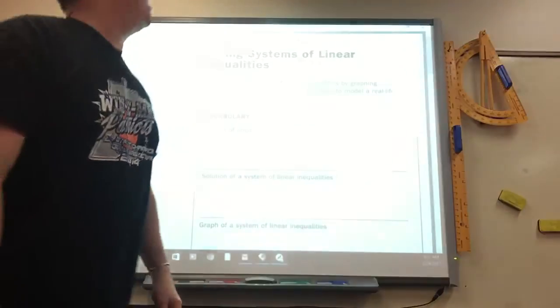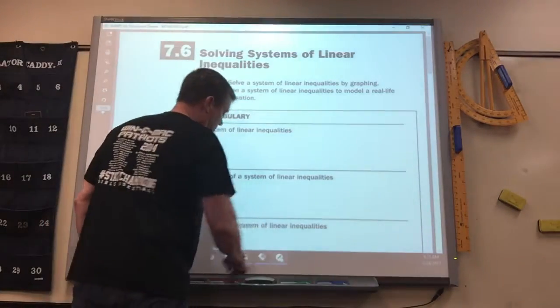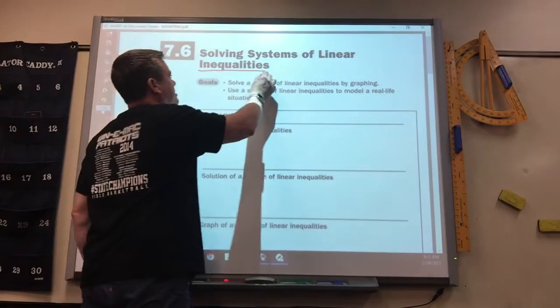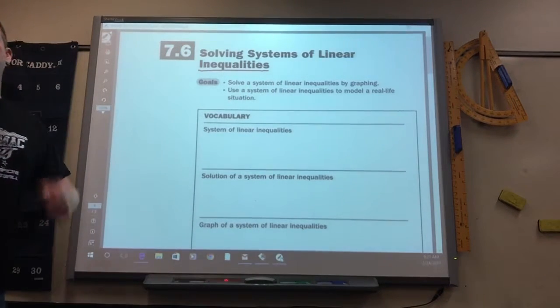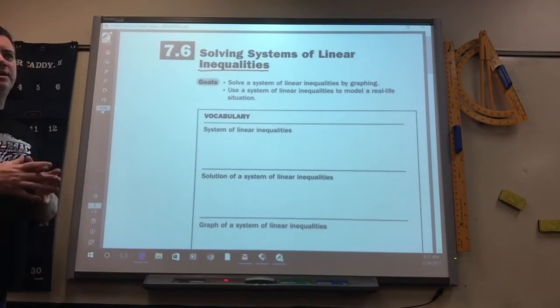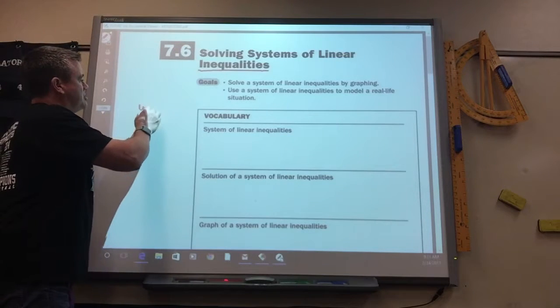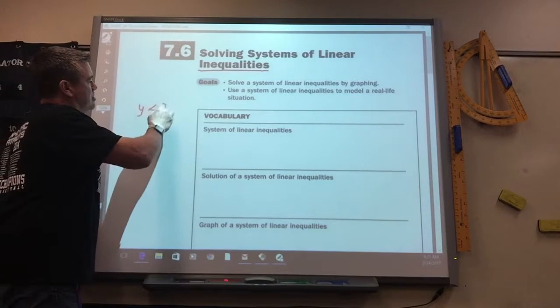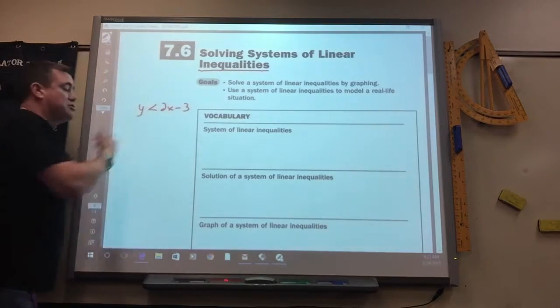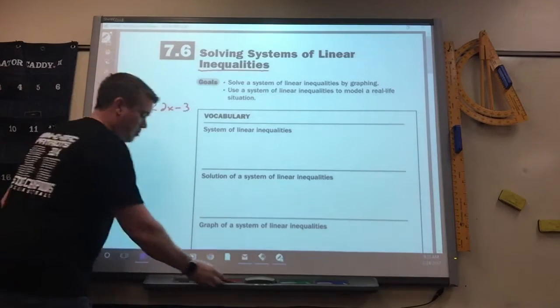Right, systems of linear inequalities. So this goes back, it's really nothing we haven't done before. Remember, if you had a system of inequalities, this is just one inequality.